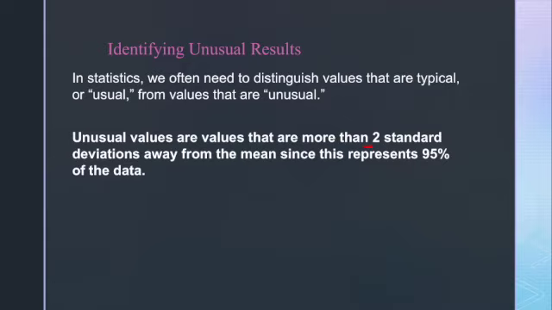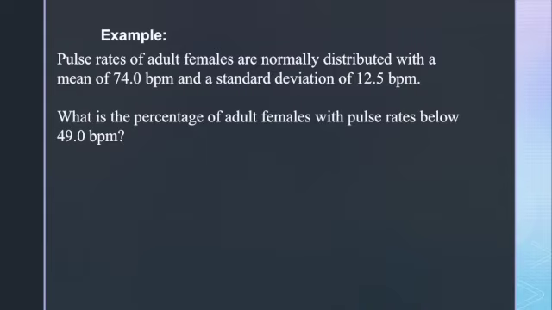So pulse rates of adult females are normally distributed with a mean of 74 and a standard deviation of 12.5. What is the percentage of adult females with pulse rates below 49 beats per minute? So why don't I go ahead and draw my normal distribution like so.